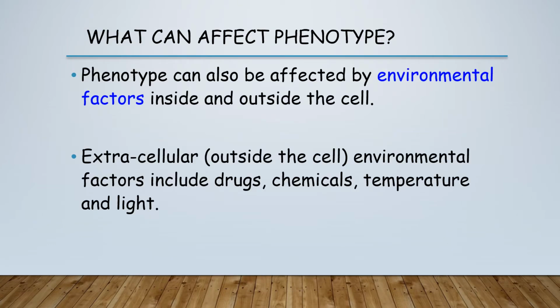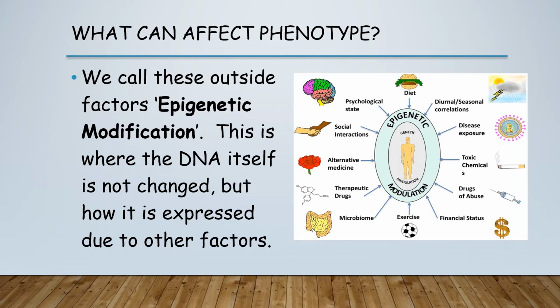But we should also know that phenotype can be affected by environmental factors inside and outside of the cell. So extracellular, outside, environmental factors including drugs, chemicals, temperature and light. We call these outside factors epigenetic modification or epigenetic modulation, as you can see from that diagram. It's where the DNA itself is not changed, but how it's expressed is due to other outside factors. And it's how you can have identical twins who end up growing up looking different. Although they may have the same genetic material, how it's expressed is modulated by life experiences and all the bits and pieces you can see on that diagram.